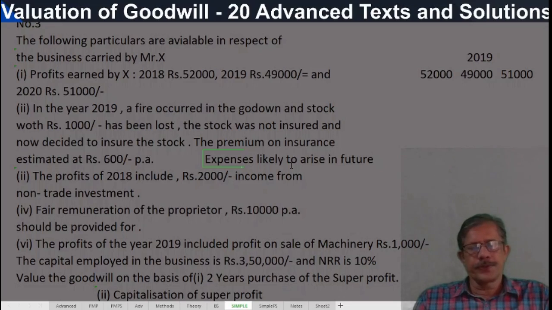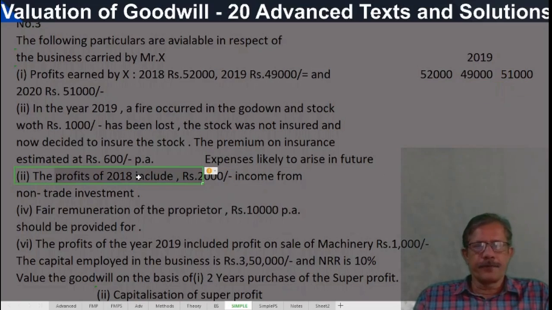So the premium on insurance, 600 rupees, should be deducted from each year, or you may deduct it once from the adjusted average profit. There is no hard and fast rule for that. It depends upon you. So 600 rupees to be deducted from the average adjusted profit, or deduct from each year given in the question.